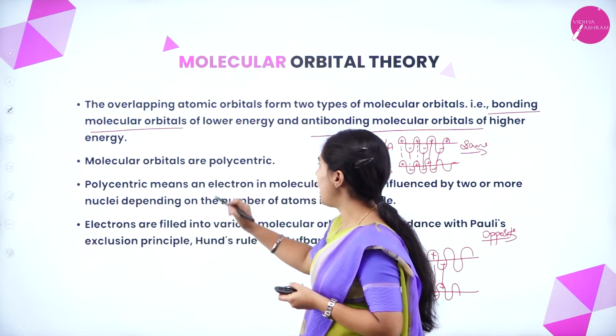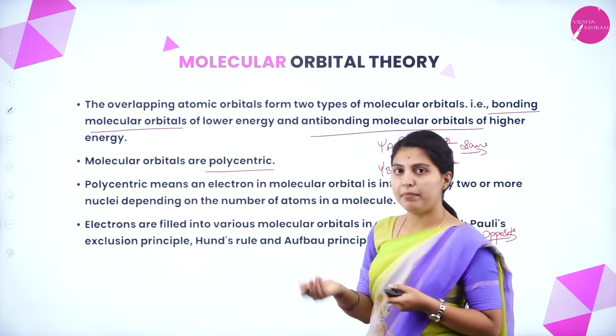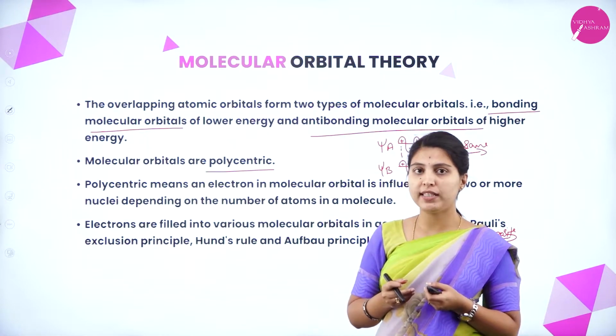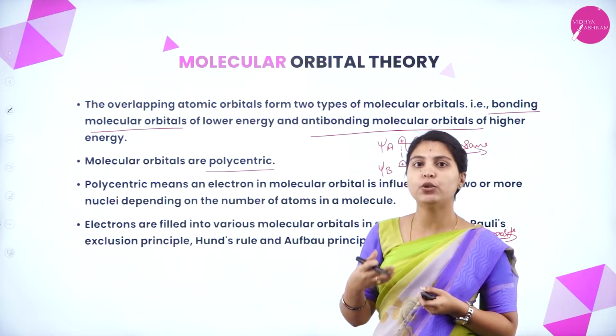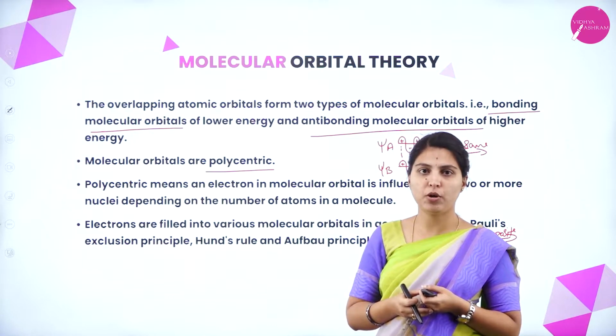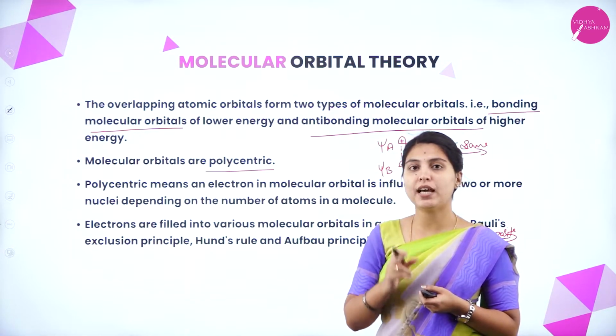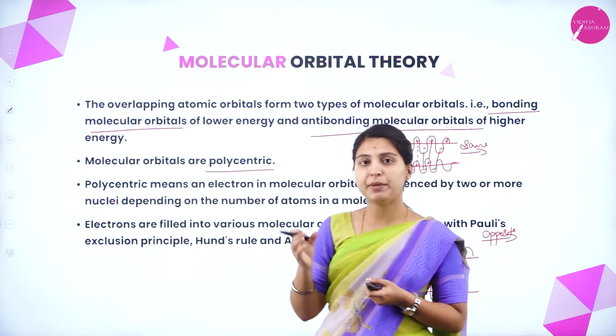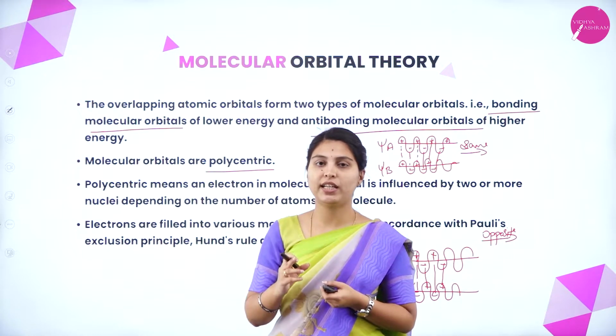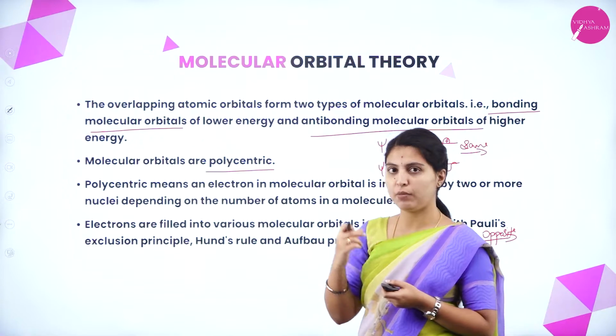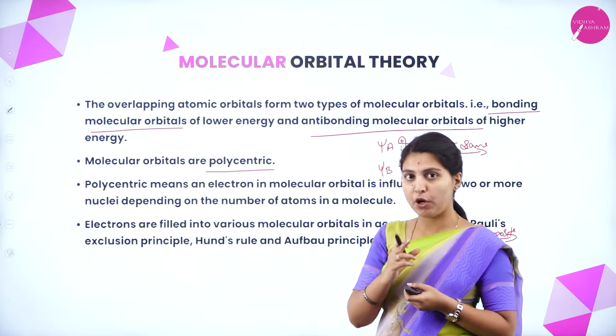Molecular orbitals are polycentric. Why are molecular orbitals polycentric? Because they are influenced by two or more nuclei in the molecule. But atomic orbitals are monocentric because they are influenced by only one nucleus. So, it will be monocentric. The molecular orbitals are polycentric.